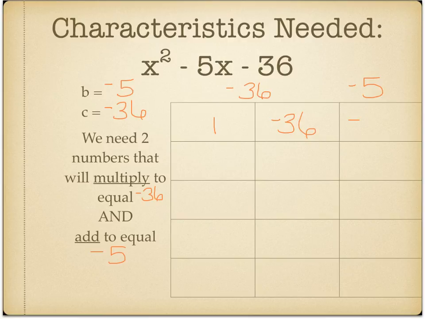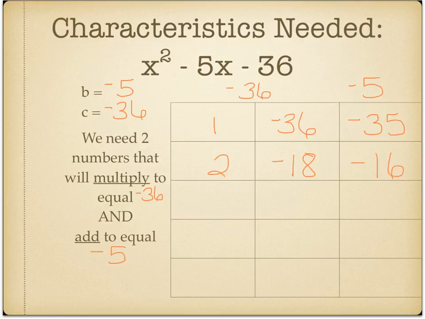I don't think so. When I add those together, I get negative 35. How about 2 and negative 18? 2 times 18 is 36, but 2 times negative 18 is negative 36. Can I ever add 2 and 18 to get 5? I don't think so. When I add those, I get negative 16.